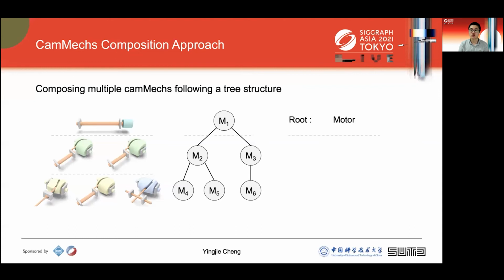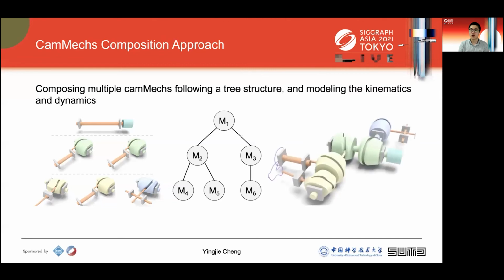In this tree, the root node is a motor. The middle node is CamMech 1R, which can output a rotation, and each leaf node is an effector. Here is the result of composite CamMech. We can use dual tree to modify kinematics and dynamics of the composed CamMech.